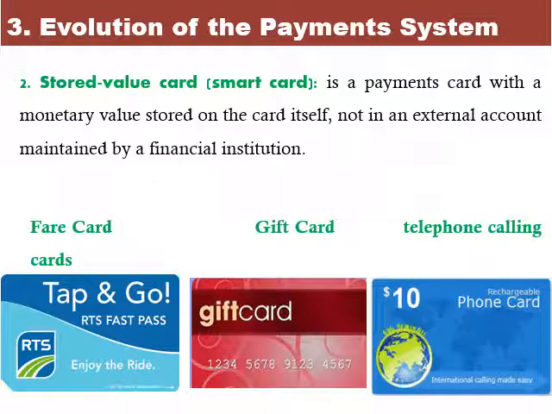The second type of e-money is called stored value card or smart card, which is a payment method with which the monetary value is stored on the card itself, not an external account maintained by financial institutions. So as we can see here, there is no card holder name appearing on the card, and anyone can use it directly.